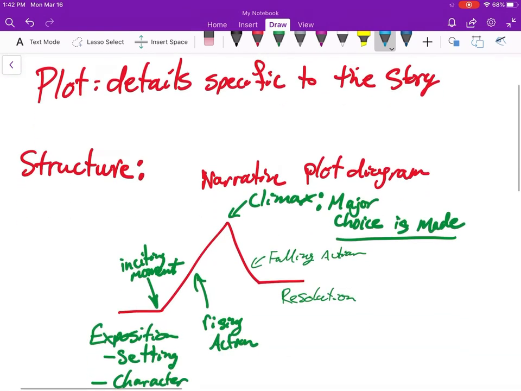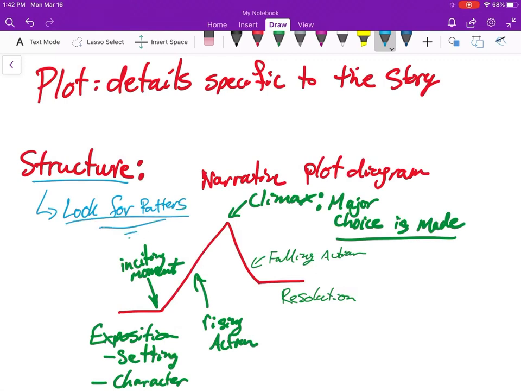Now, as you're doing all this, one note, when you're dealing with structure, you've got to look for patterns. Okay? And I'm going to underline that multiple times because as part of this assignment, you will be able to answer some tough questions if you look for patterns.